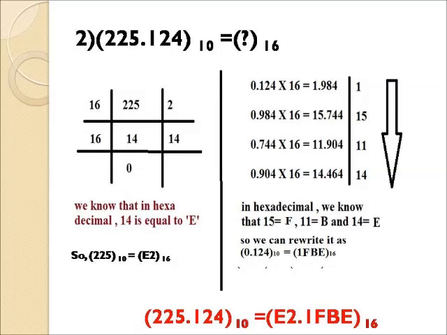So 0.124 of the decimal is equal to 0.1FBE in the equivalent hexadecimal. Here you can see I have prepared the final result for you. Please look on the screen. You can see the final result. Okay.